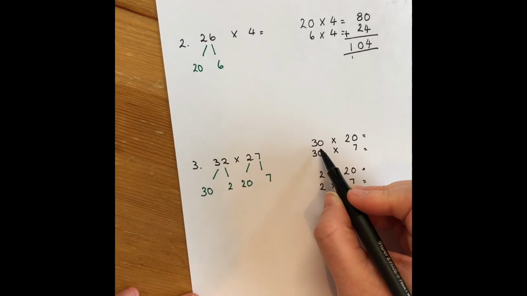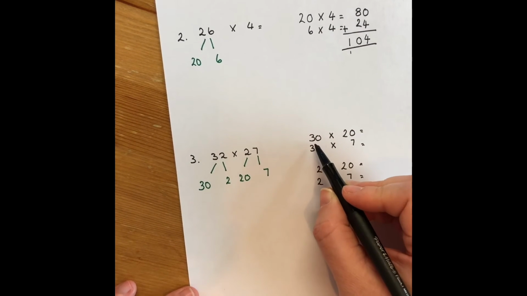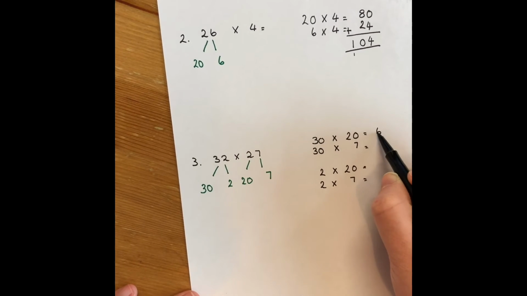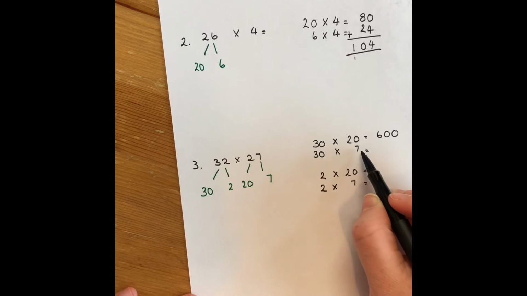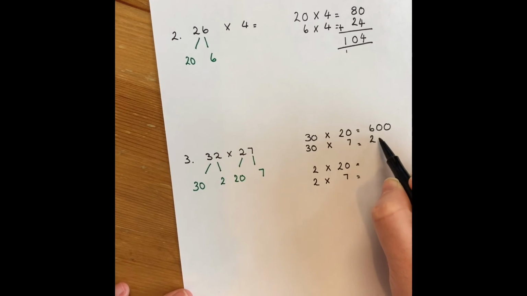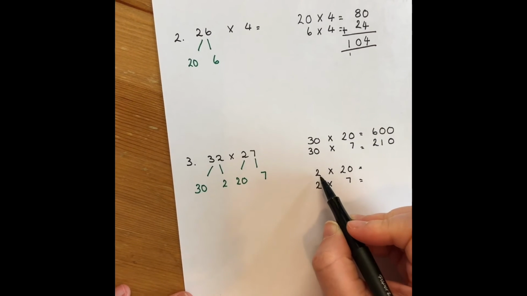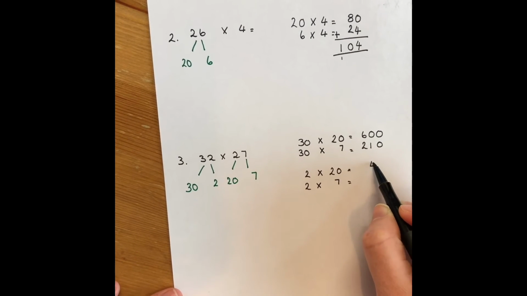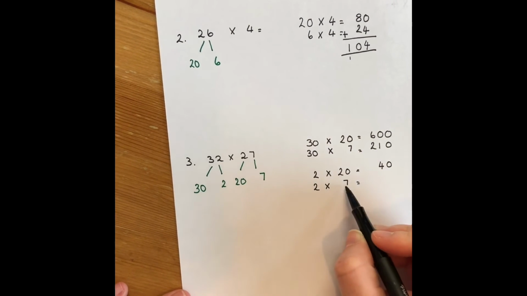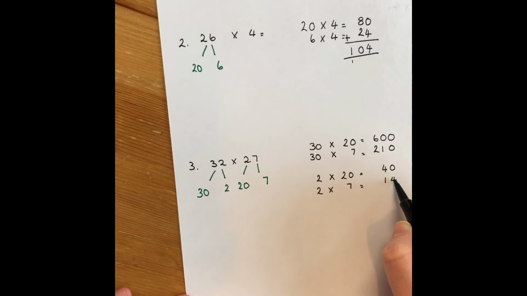Okay, so 30 times by 20, 3 times by 2 is 6, 600, and 30 times by 7 is 210. Now 2 times by 20 is 40, and 2 times by 7 is 14.